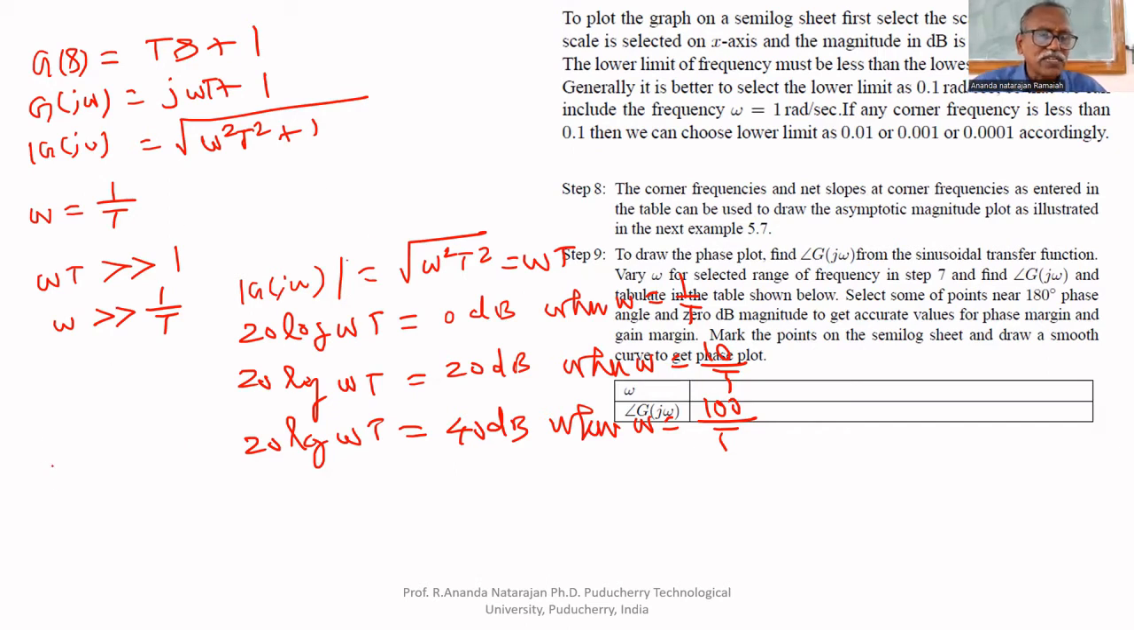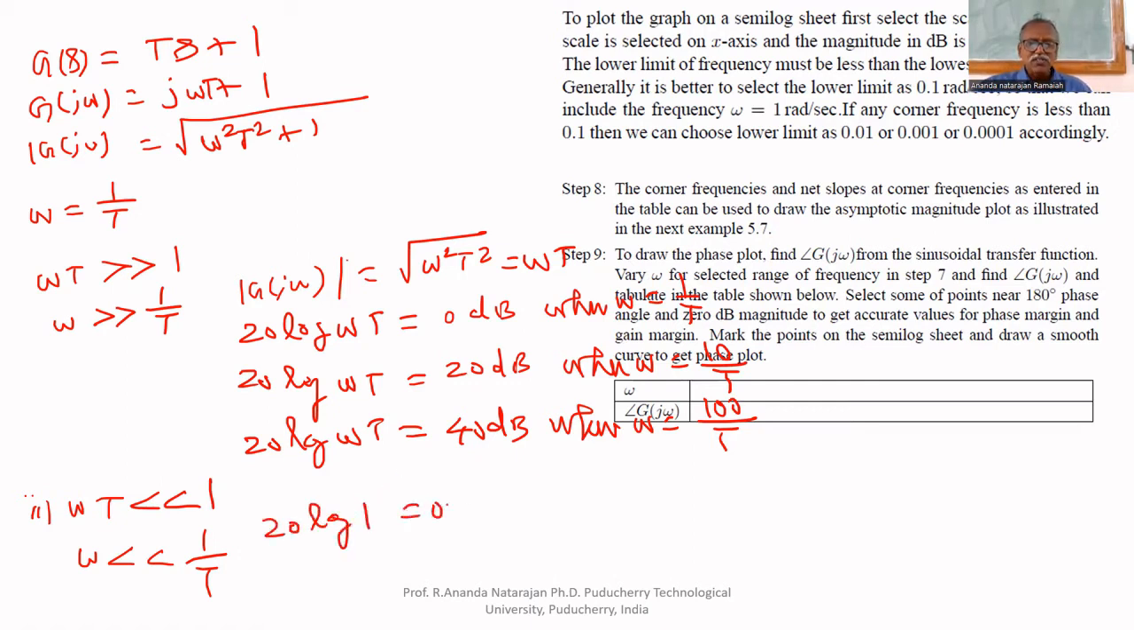But up to corner frequency, that is the second case, omega tau is far less than 1. That is, omega is far less than 1 by tau. Therefore, if any point is on the left hand side of corner frequency, 1 is what matters and omega tau is negligible. That is 20 log 1, which is equal to 0 dB. Any point greater than 1 by tau is considerable and you have to draw it.